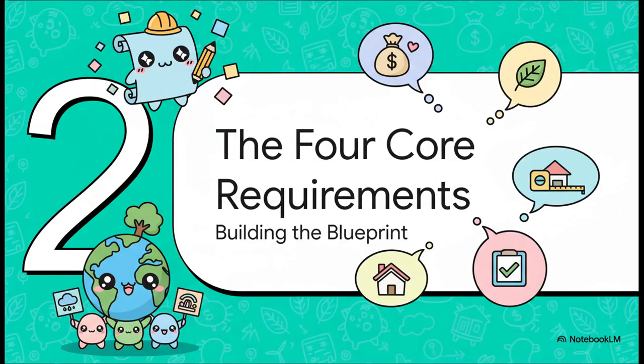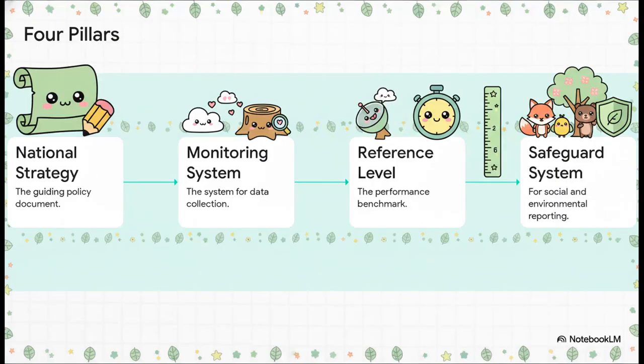Okay, so let's say a country wants to participate. They want to be able to get payments for these activities. What do they actually have to build to be eligible? Well, that brings us to the 4 core requirements. I like to think of these as the 4 pillars of a national REDD+ architecture. First, you need a strategy or an action plan. That's your guiding policy document. Second, you need a national forest monitoring system to actually collect the data. Third, a safeguard information system to report on social and environmental issues. And finally, the big one for our purposes, a forest reference level. This is the performance benchmark we're about to really get into.